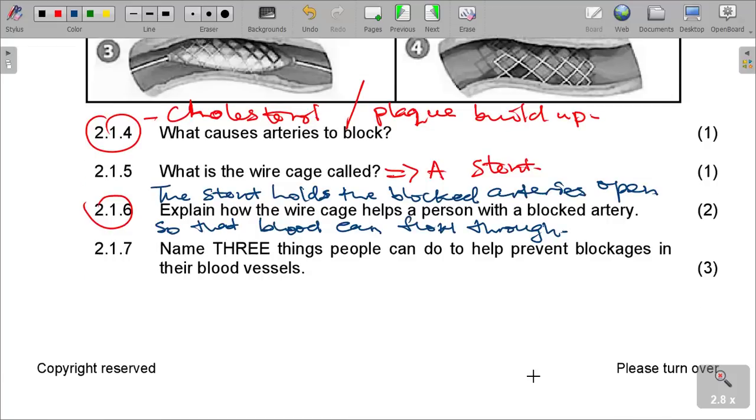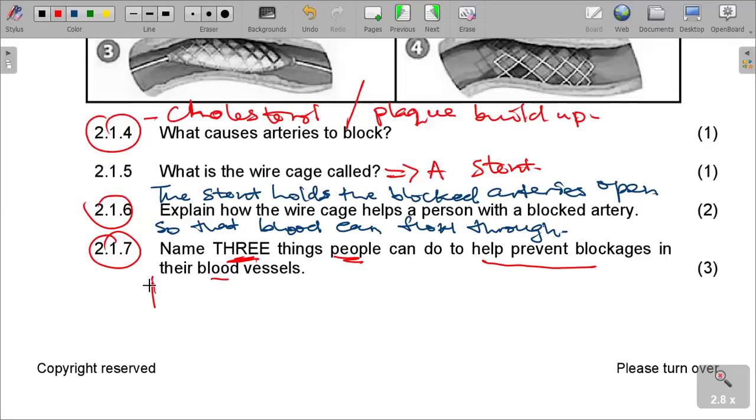And then the question: name 3 things people can do to help prevent blocked arteries in their blood vessels. What are the 3 things that they can do? Name 3 things that people can do to help prevent blocked arteries in their blood vessels. We can talk about 1, improved diet.